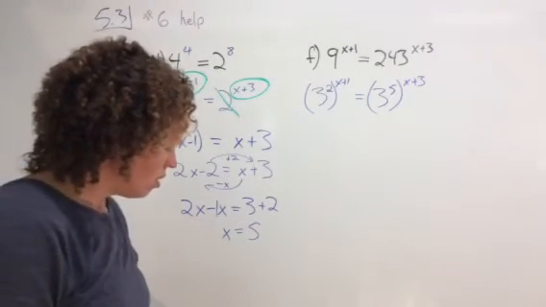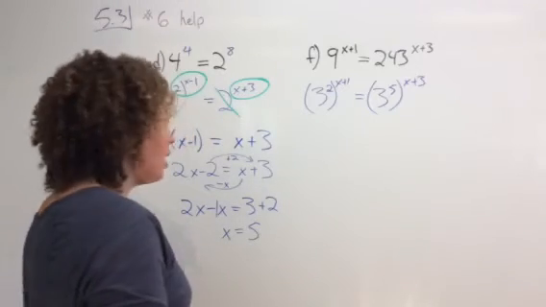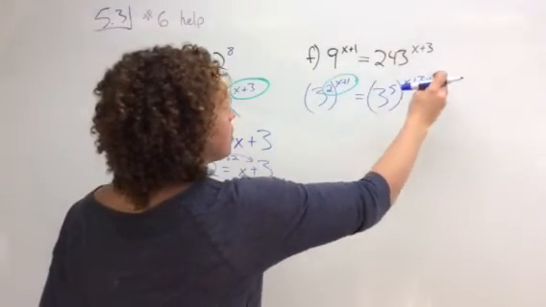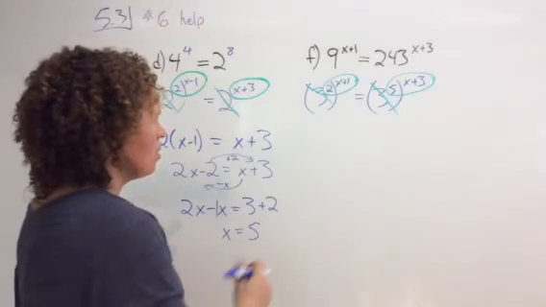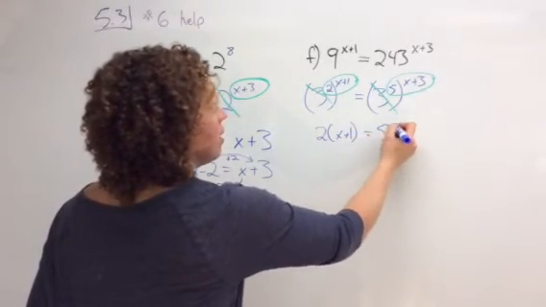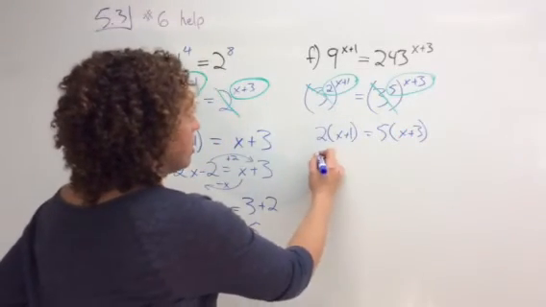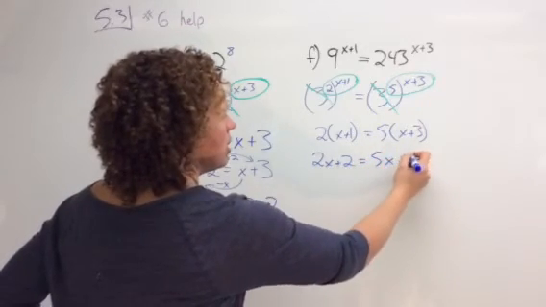And now, again, I can say my bases are the same, so what I want to focus on is my exponents. Get rid of those guys. 2 times x plus 1 equals 5 times x plus 3. Multiply through here, 2x plus 2 equals 5x plus 15.